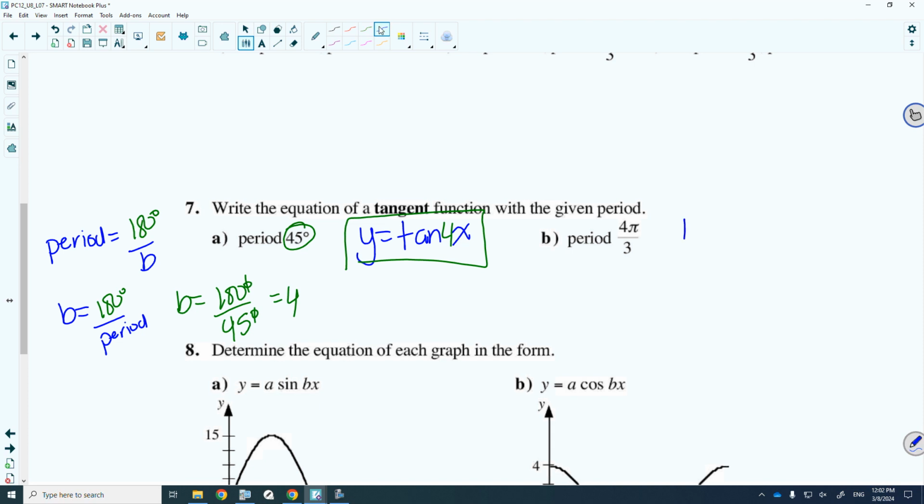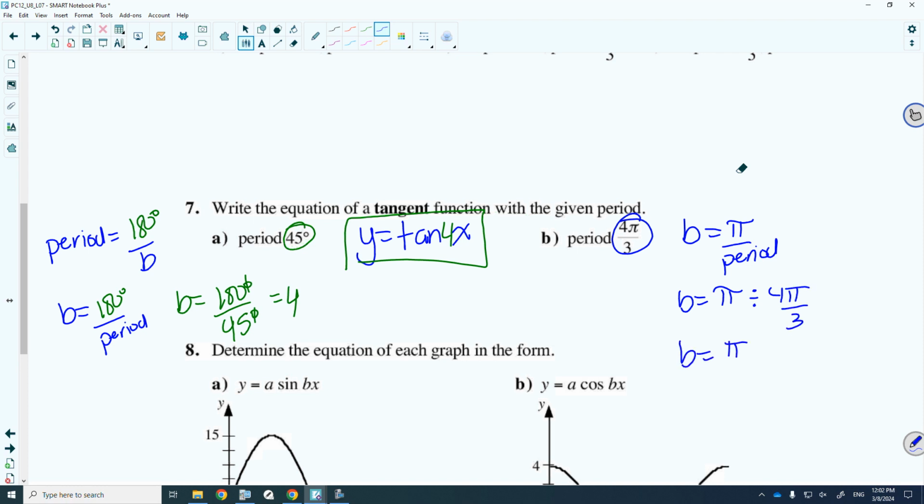This one, the formula for B is 180 degrees divided by the period, or we're in radians, so pi divided by the period. Now my B value for this one: B value is pi divided by period. B is equal to pi divided by 4 pi over 3.